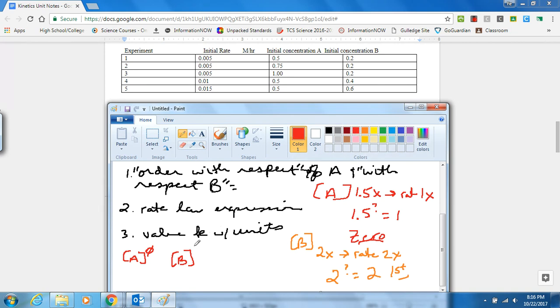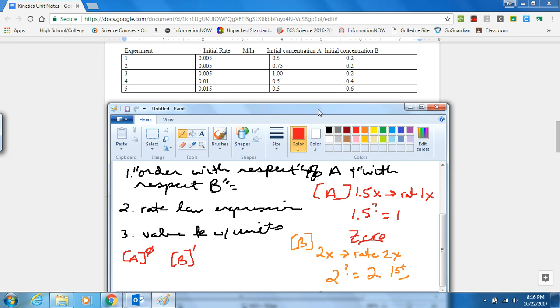So the order with respect to B is 1. Now I keep that same format if I'm explaining it in free response. I would say, well, I choose experiment 1 and 4, which caused my concentration of A to stay the same. My concentration of B doubled, which caused my rate to double as well. Therefore, it is a first order reactant. And that's all you have to put.